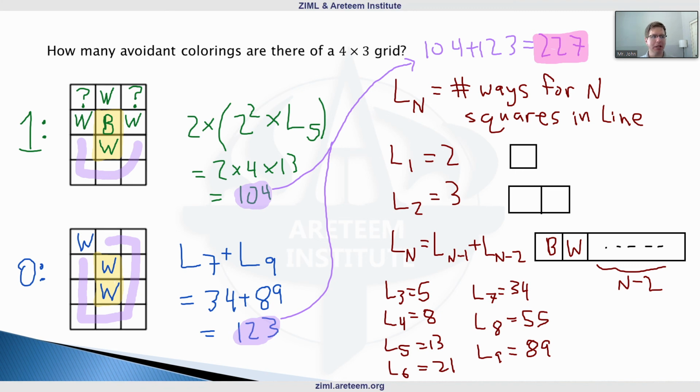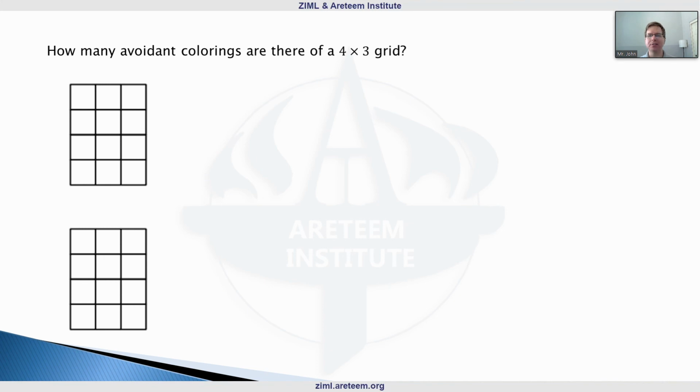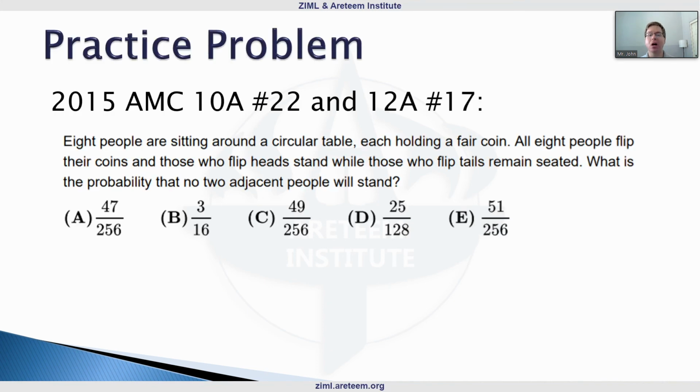Now, as a little bonus for this one, I want to show that this pattern can come up in other places. I'm not going to solve this question, but this is another old AMC question on the 2015 exam, number 22 and 17 respectively on the 10A and 12A. Seemingly a totally different question. 8 people are around a circular table. They each have a fair coin. They flip their coins. If they get heads, they stand up. If they get tails, they remain seated. What is the probability that no two adjacent people will stand?